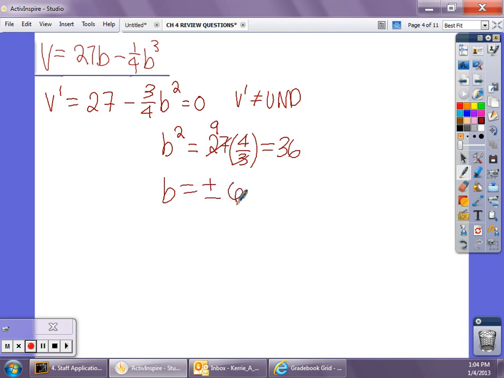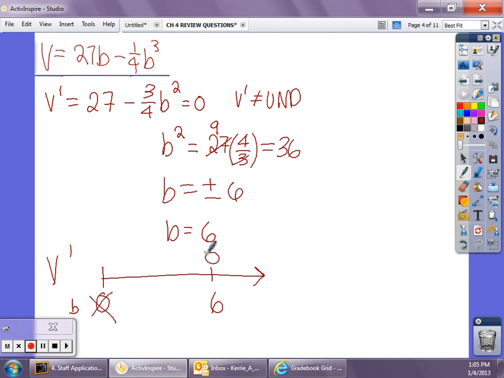Now, if we're talking about real life, we know that the base can't be negative, so I'm only going to use positive. Other things I want to think about, could the base be 0? No, because then we wouldn't have a shape. So when I do my sign chart, I'm going to start from 0. I'm not going to use negative values. I'm not going to use 0. I don't need to really do that, but I will.